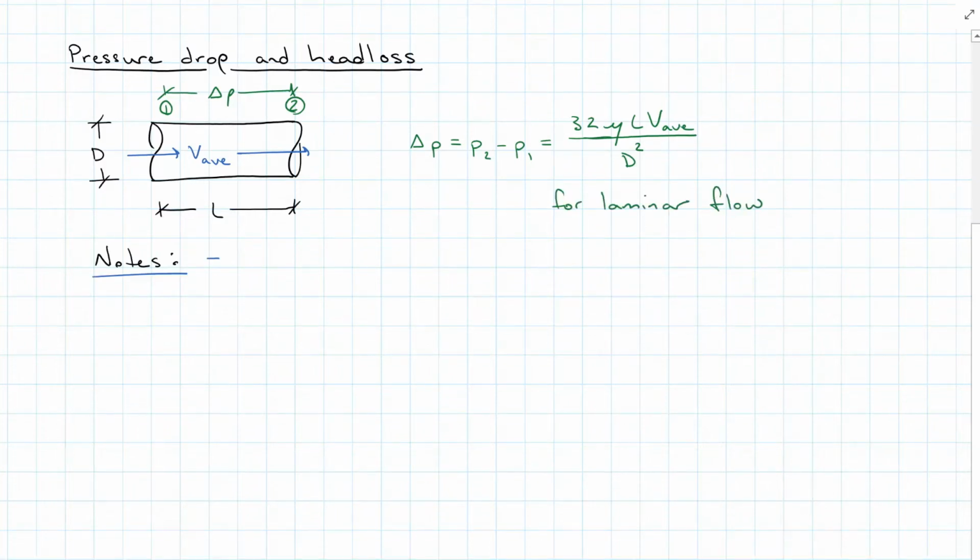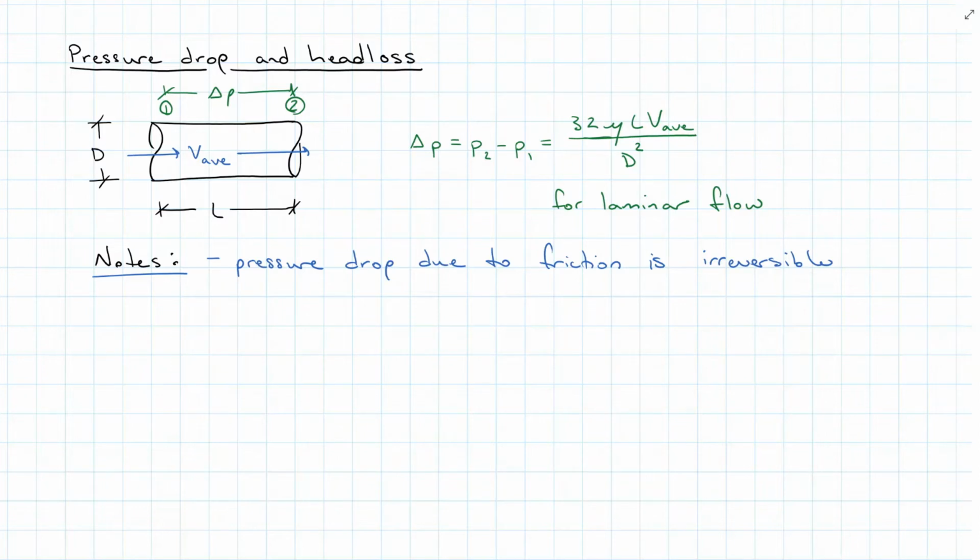A couple of notes: pressure drop due to friction is irreversible. We can add energy back into the system with the pump. We cannot undo friction loss. Pressure change is proportional to viscosity.